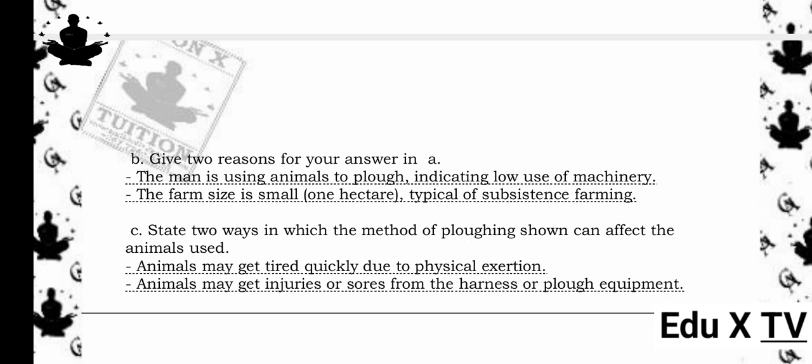C. State 2 ways in which the method of plowing shown can affect the animals used. Animals may get tired quickly due to physical exertion. Animals may get injuries or sores from the harness or plow equipment.